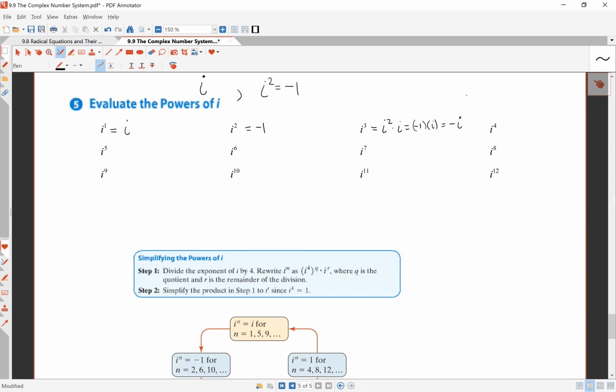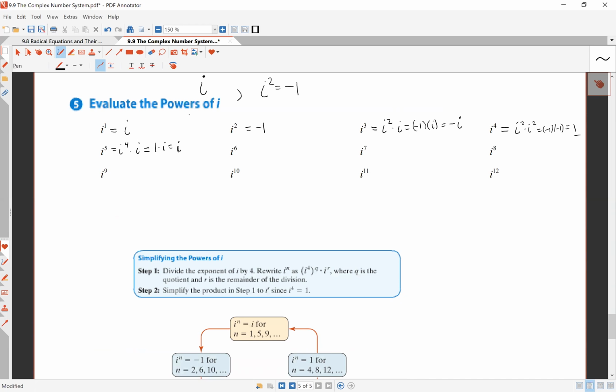And i to the fourth is our favorite one, because that's an i squared times an i squared. And when you take -1 times -1, you get 1. So i to the fourth gets us back to 1. And now watch the pattern. i to the fifth is i to the fourth times i. i to the fourth is 1, times i is i.